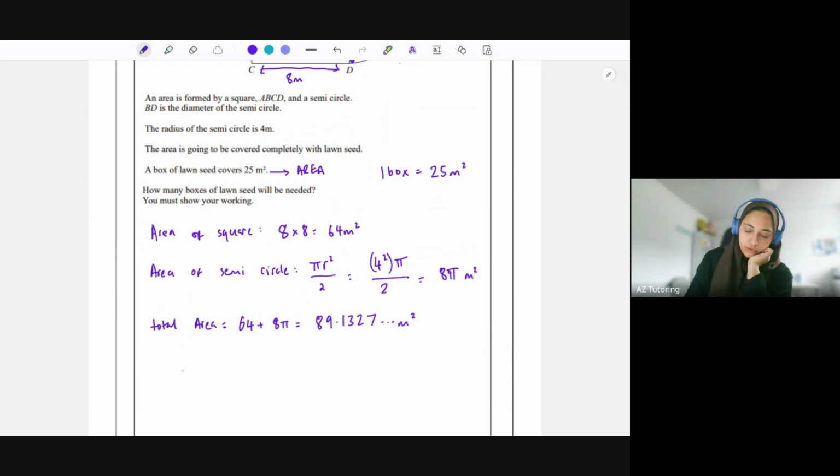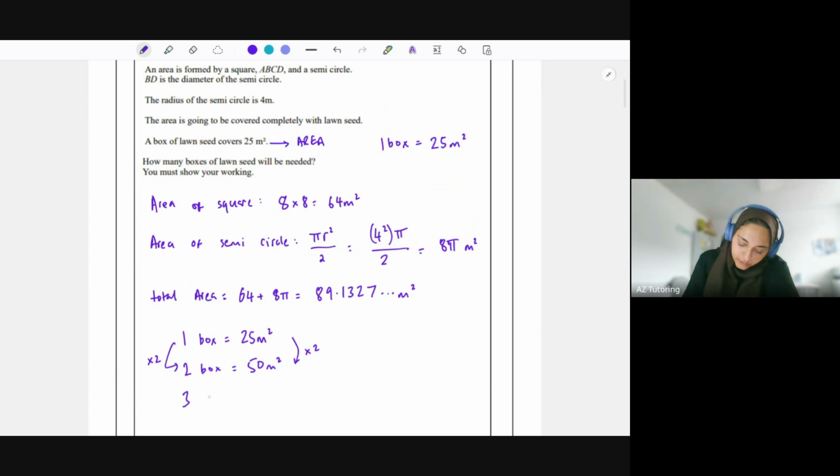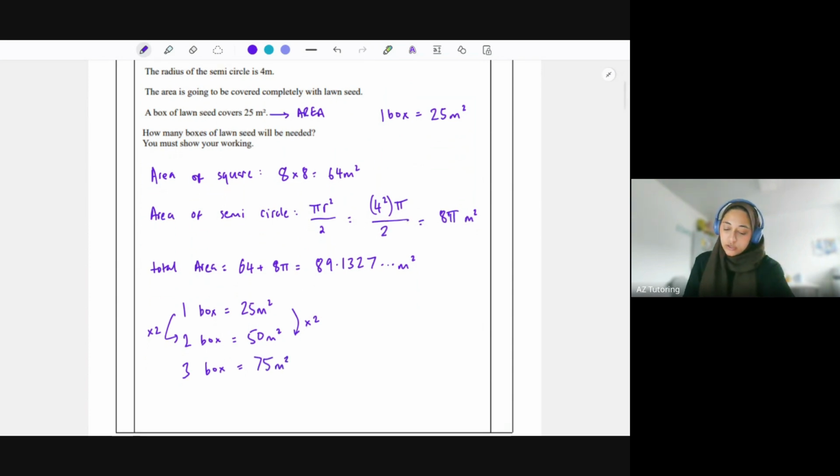going up. So if one box is 25 meters squared, let's see how much 2 boxes will cover. Well, we'll times by 2. So we're going to times this side by 2. So we get 50 meters squared. That's still not enough because we need 89. So let's do 3 boxes. For 3 boxes, I would just total up these two. So 1 plus 2 is 3. So therefore, I would just add these two together. So 50 plus 25. So that gives me 75 meters squared. That's still not enough. We need 89 at least.